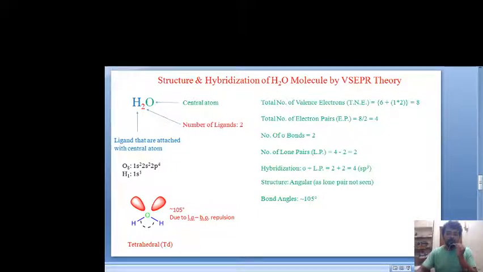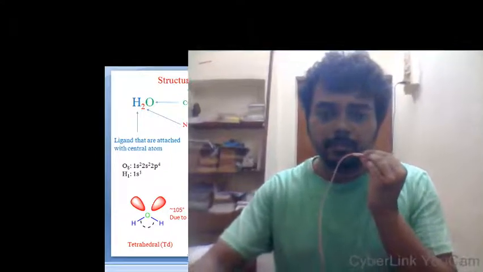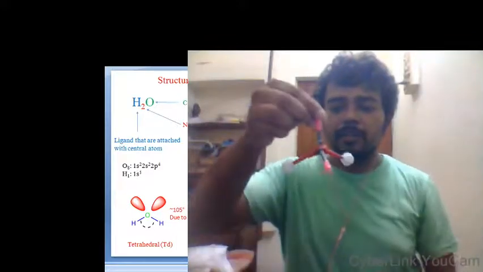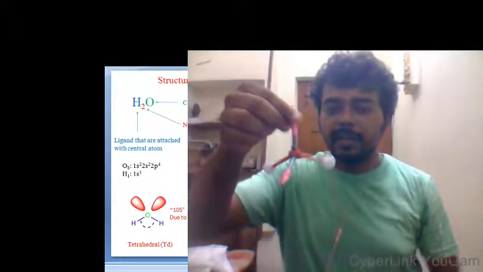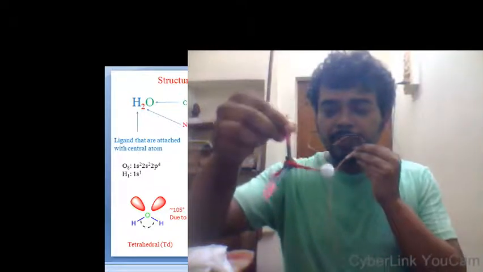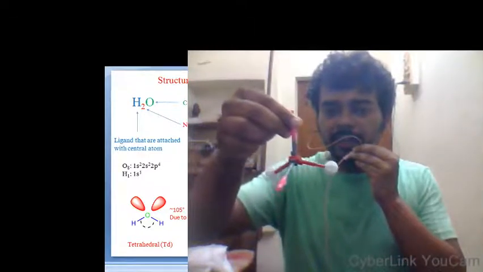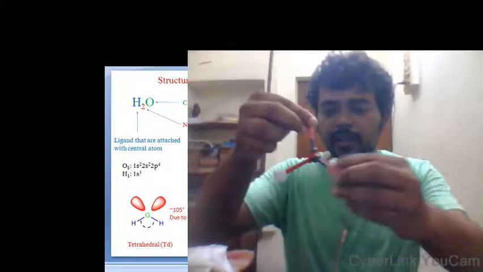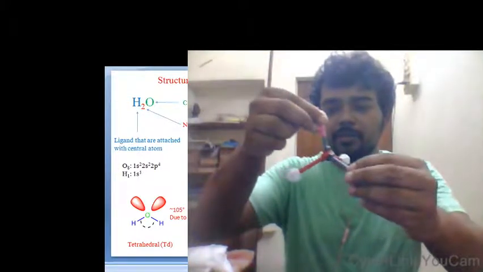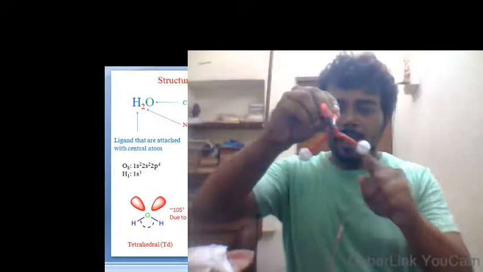Okay, so what is actually the structure? In this case, this is the water molecule structure. If you look, it is like a tetrahedral structure, as observed in VSEPR theory. This is the idealized tetrahedral structure, but these two positions are the lone pair, so we cannot visualize the lone pair, we only visualize this portion. This is actually an angular molecule.